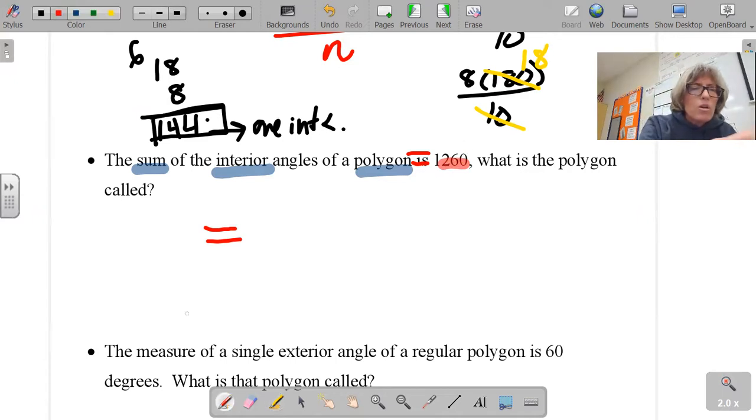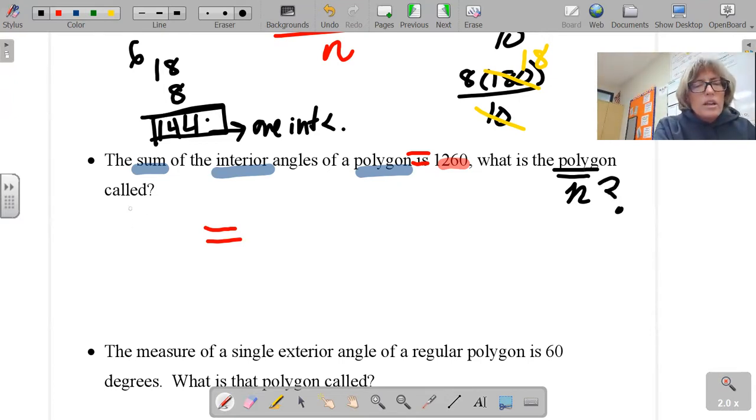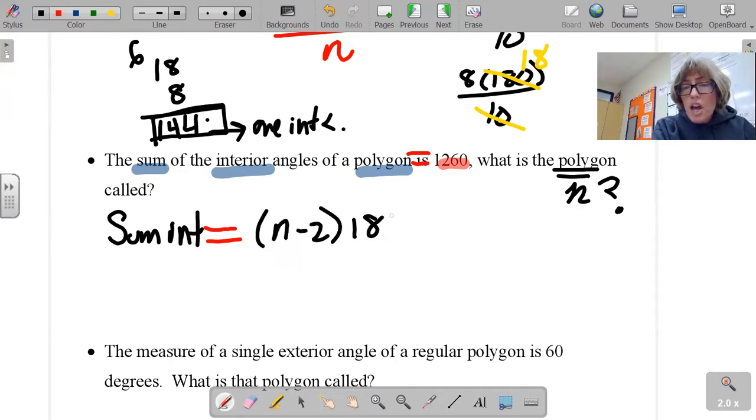What is the polygon called? The minute you see the word poly, poly is generic for n, meaning you don't know the number of sides. You don't know n. So if you see the phrase polygon, your n or your number of sides is unknown. So we write here, the sum of interior angles is sides minus 2 times 180. Equations have two sides with an equal sign.